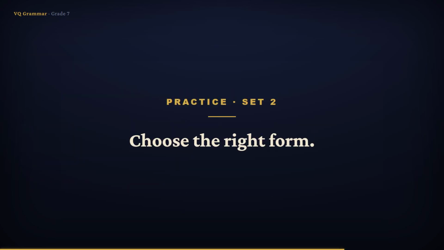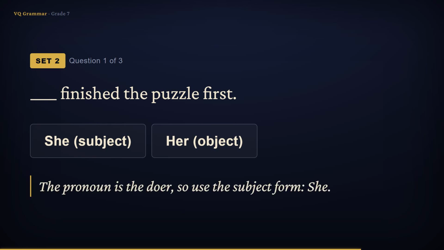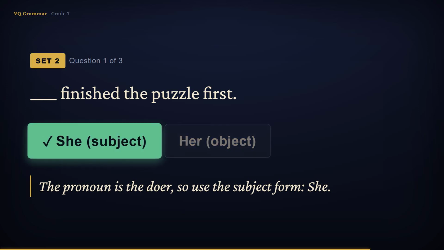In this second set, each sentence is missing a pronoun. Decide which form fits the pronoun's job. The subject form for a doer or the object form for a receiver. Pause and choose before I answer. Blank finished the puzzle first. The missing pronoun is the subject, the one doing the finishing, so we need a subject form. Between she and her, the subject form is she, so the answer is she.